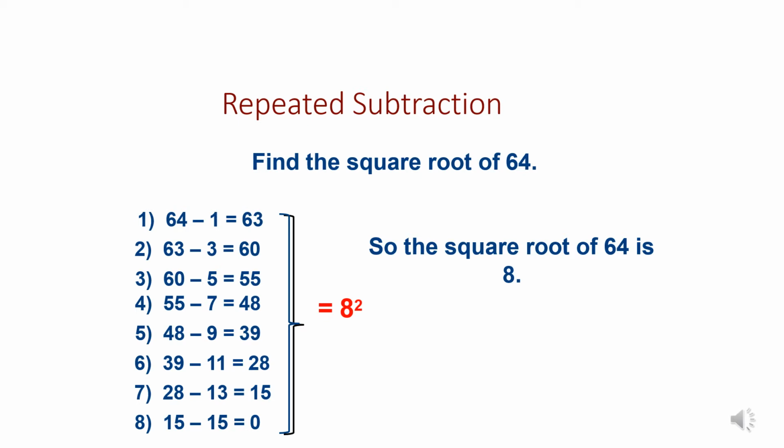You can see that. Now, what do we need to count to get the answer? How many odd numbers have we subtracted? Let's count. First of all, we have subtracted 1, then 3, 5, 7, 9, 11, 13 and 15. Exactly, we have subtracted 8 consecutive odd numbers. So, the square root of the number 64 is nothing but 8. This method is known as the repeated subtraction method. Hopefully, you have understood this.